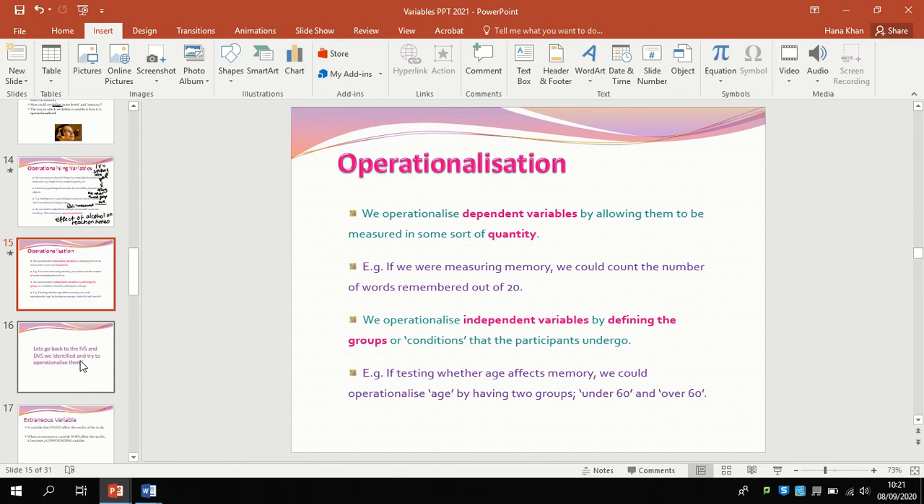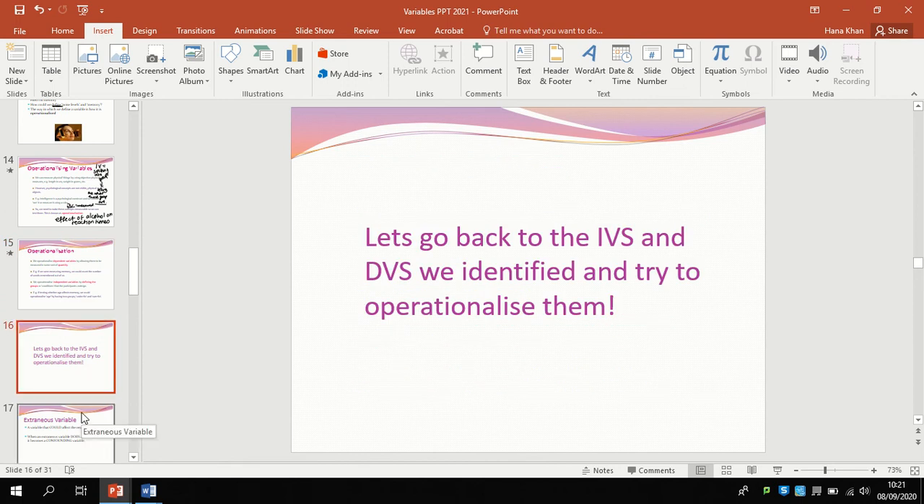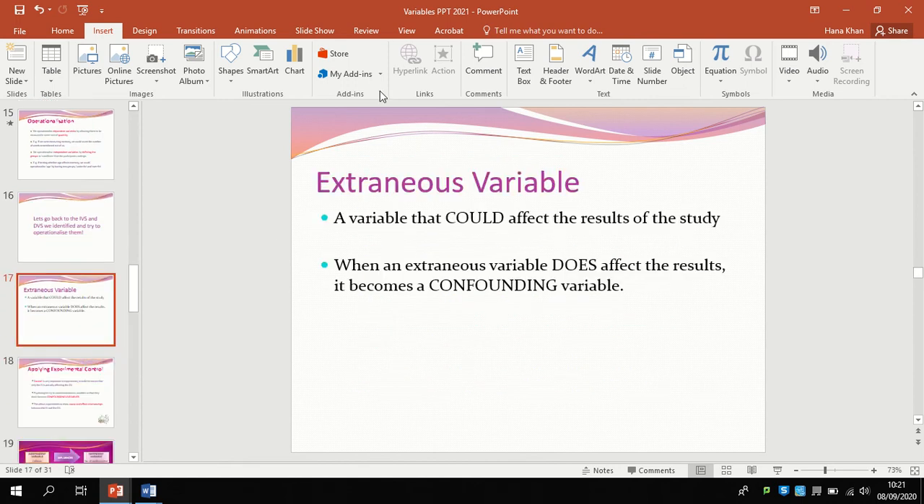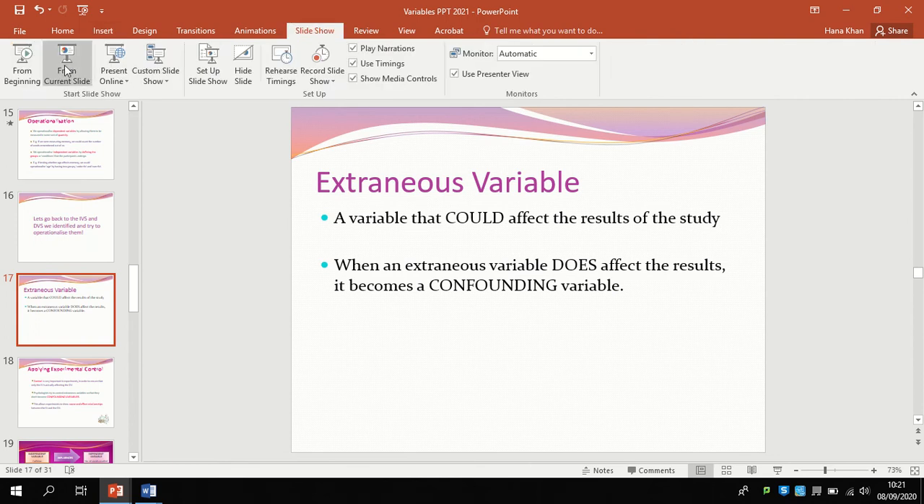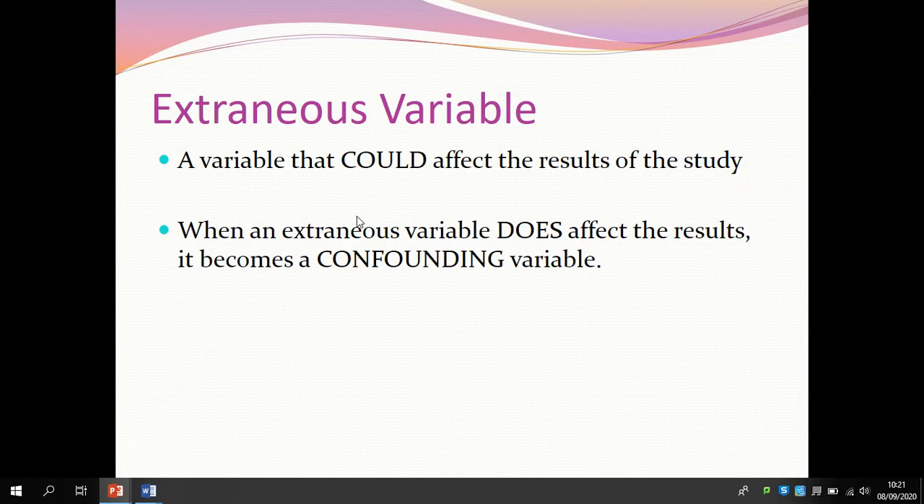Now we are going to have a look at a different type of variable. The next type of variable we need to learn about, other than IVs and DVs, is extraneous variables. An extraneous variable is a variable that could affect the results of the study. I stress the word could, because an extraneous variable is just a possibility variable, something that could affect the results of your study. When an extraneous variable actually does affect the results, it becomes something else, and that's called a confounding variable.